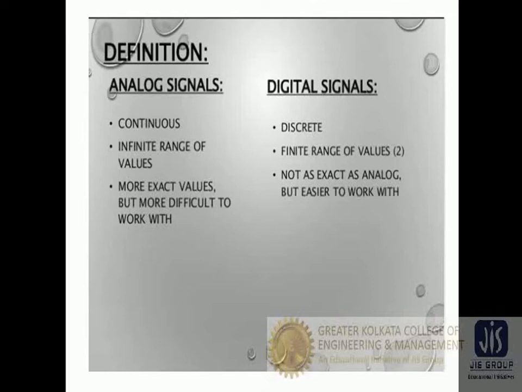In the case of digital signals, it is discrete in nature, with a finite range of values, not as exact as analog but easier to work with. That means it is easier than analog signals. Both have their pros and cons, that means both have advantages and disadvantages in our system. We first explain the analog signal, after that we will explain the digital signal.